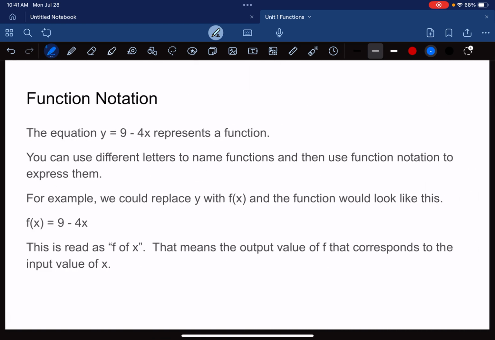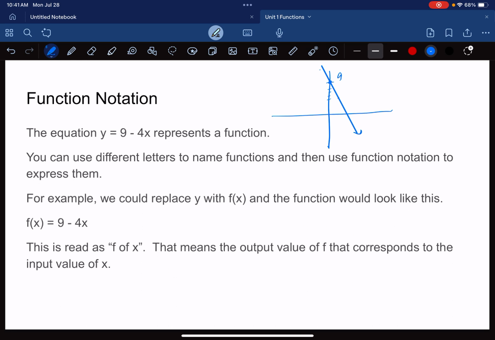So function notation, we talked about this in lesson 1, but we're going to hit it again a little bit here. Here's an equation, y equals 9 minus 4x. That represents a function. If you were to graph that, it'd be kind of a diagonal line. It would slope down, like, I don't know if you remember how to graph lines like this, but you would start at 9 and it would go down 4 units and then over 1. So it'd be something like this.